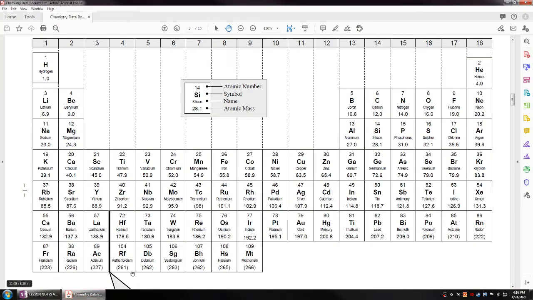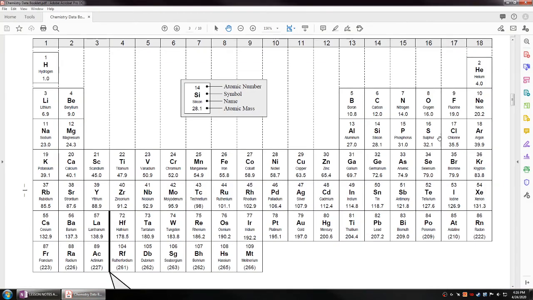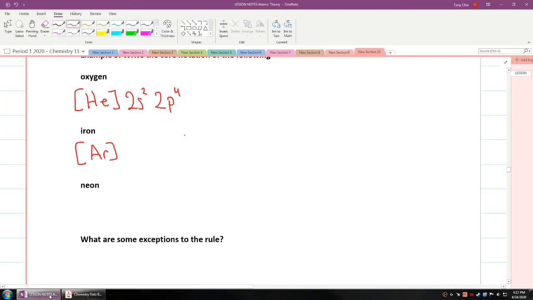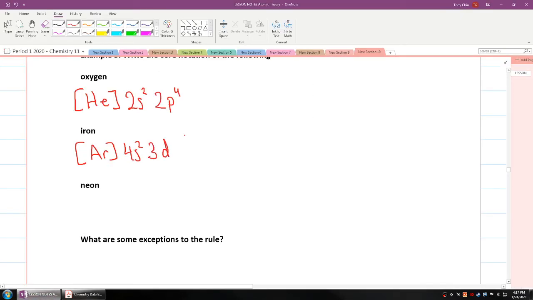If you look at iron, iron's right here. The previous row's noble gas is argon. So we want to put argon in square brackets. Then we want to look at what is in the valence electrons, which is in this row right here. This section is called the 4s electrons. That's 4s2. Right here, this is the 3d. How many 3d electrons do we have? We have 6 more to reach iron. So we have 3d6. So you might notice this made iron a lot smaller and much easier to write.